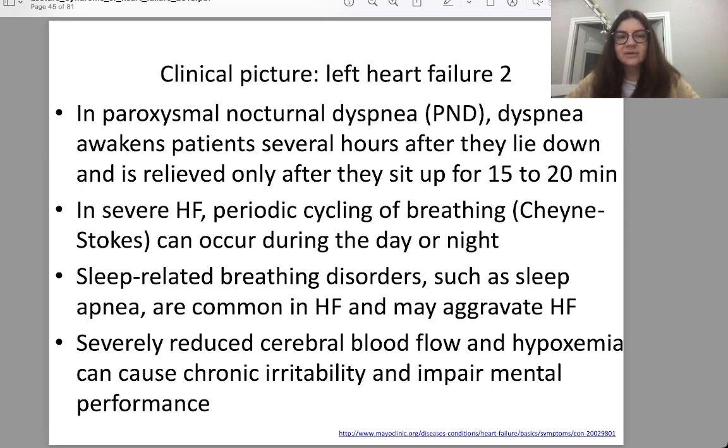In severe heart failure, periodic cycling of breathing, we name this type of breathing Cheyne-Stokes breathing, can occur during the day or night. Sleep-related breathing disorders such as sleep apnea are common in heart failure and may aggravate heart failure. Severely reduced cerebral blood flow and hypoxemia can cause chronic irritability and impair mental performance.